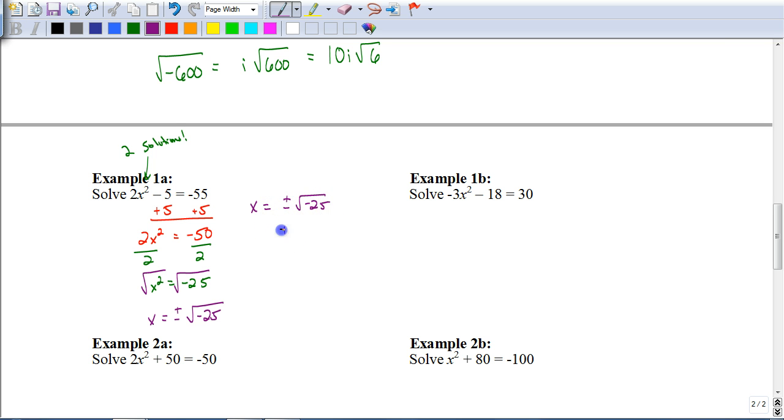I'm going to first start out by taking out an i, making that a positive square root of 25. The square root of 25 is 5, so that means my answer is positive negative 5i. That is how we write that.